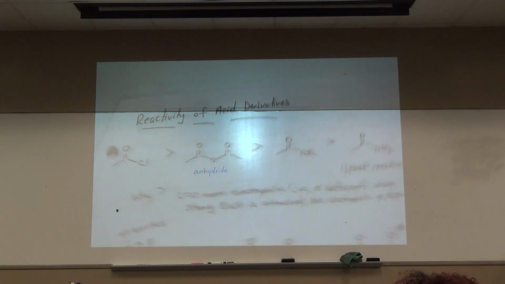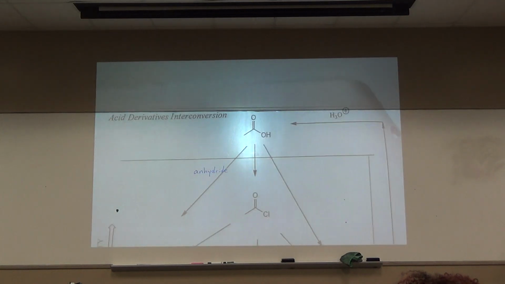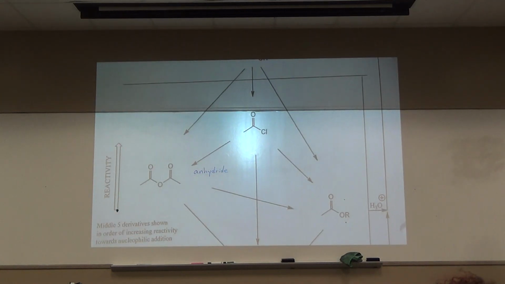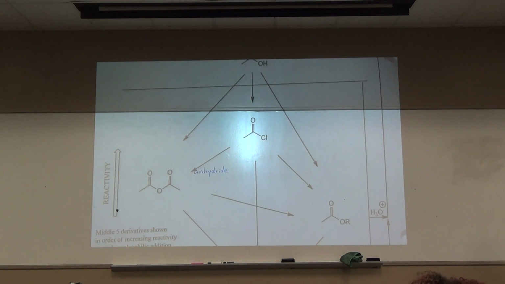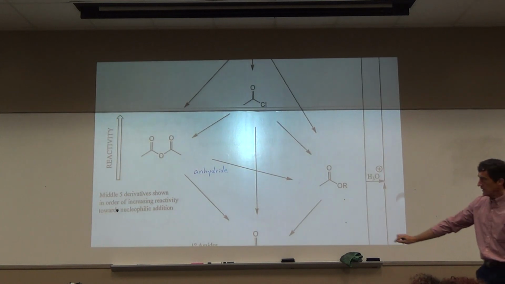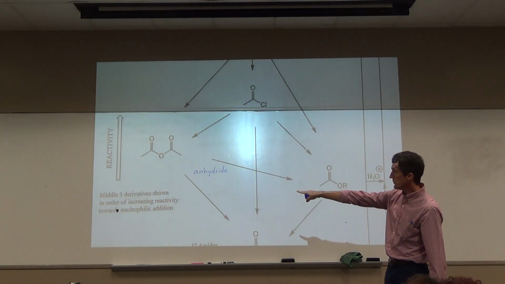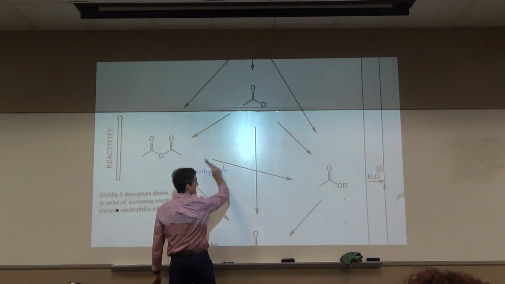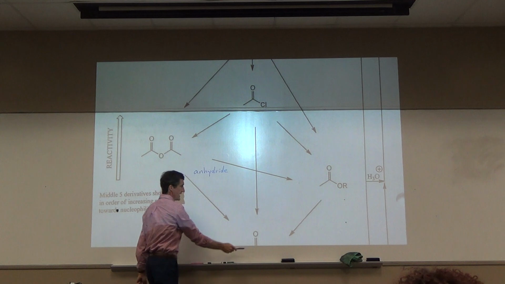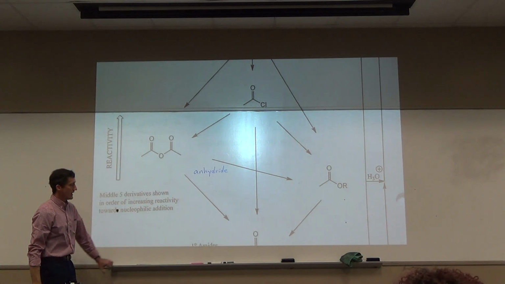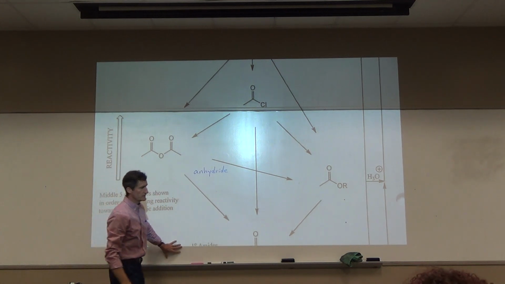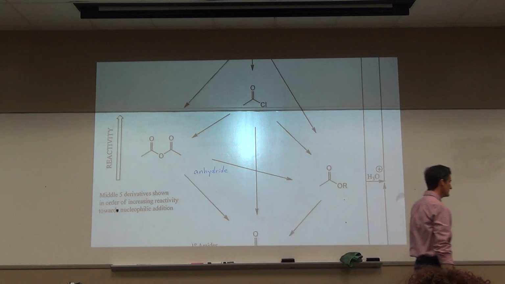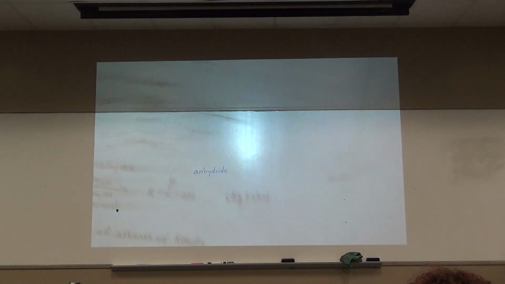NAS, of course, was shown back over here in the table or the diagram. Derivatives are shown in order of increasing reactivity: acid chlorides, then anhydrides, then esters, then amides. I'm not including nitriles in the current listing.